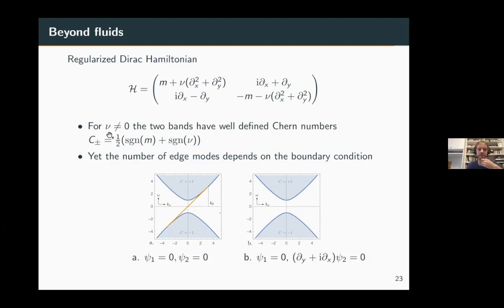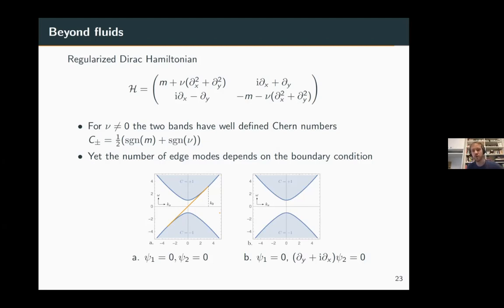Anyway, if nu is non-zero, so if the model is regularized, then the two bands have a well-defined Chern number, which is given by this expression. So for m and nu positive, you have plus or minus 1. Sorry, plus or minus is missing here.